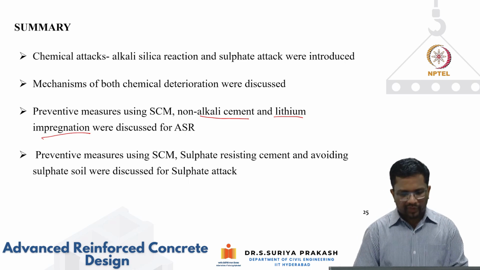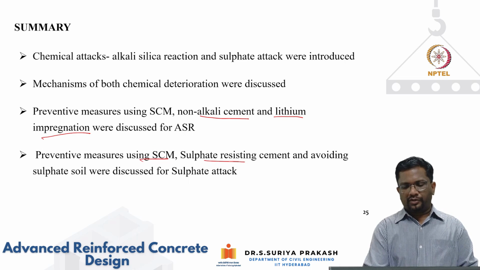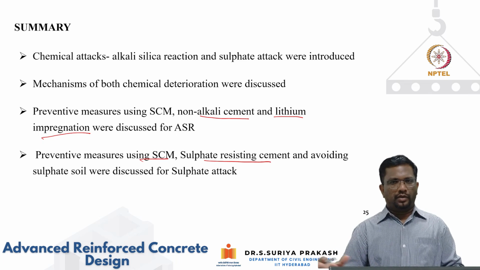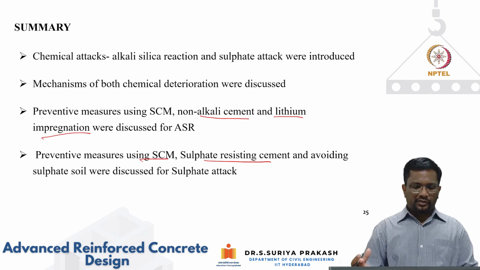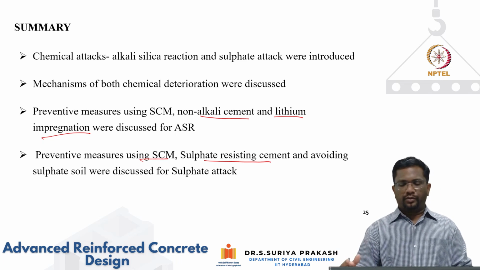With respect to sulfate attack, again, we can use supplementary cementitious material, or use sulfate resisting cement, or make sure that the place where you are doing construction is not rich in sulfate. For example, for the foundation, we would need to go for some methods of removing the sulfate, but most of the time it will not be possible. We resort to using sulfate resisting cement or other means to tackle the sulfate attack.